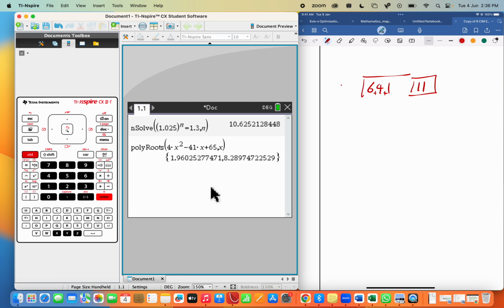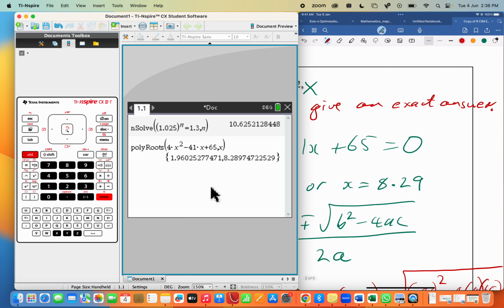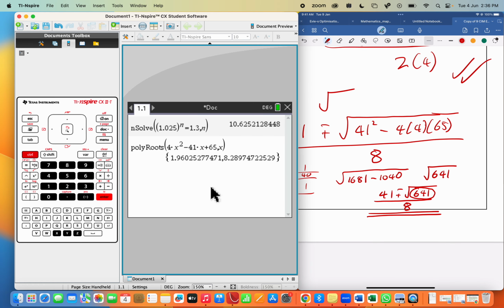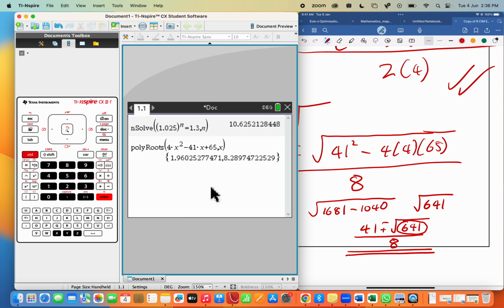Let's try 13. 4 thirteens are 52, 12 left over. No. Look, I'm not going to go any further. I'm going to leave the answer as was asked for, as an exact answer. If that 641 does simplify any further, I've got some good marks there. Okay, so that would be how to play with that and get the exact answer.